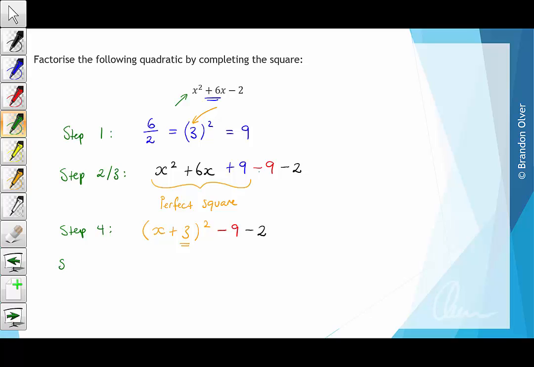So step 5 is to simply collect up all the other terms. So we get x plus 3 all squared minus 11, and that's the factorised form for the quadratic x squared plus 6x minus 2. So the final thing that we can also say is that the turning point occurs at the coordinate xy is equal to negative 3 comma negative 11.